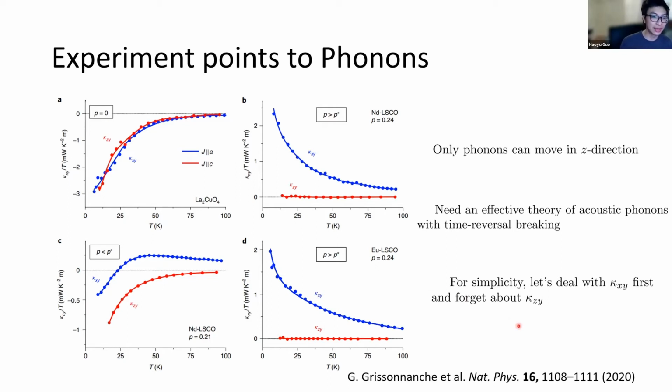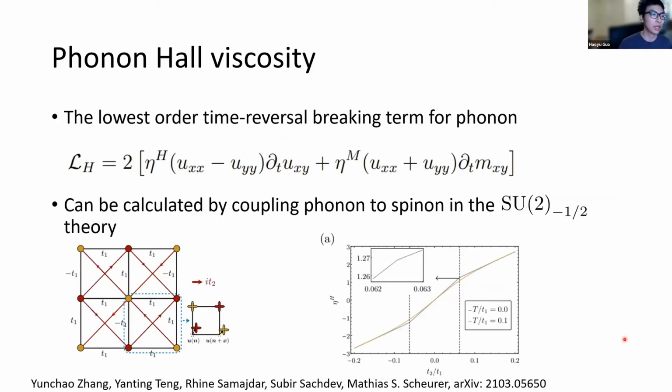So what we need next is some effective theory of these acoustic phonons that has time reversal symmetry breaking, and therefore can have a Hall effect. For simplicity, for the rest of the talk, I'll only be focusing on kappa xy and forget about kappa zy, because we don't have a very good mechanism for explaining a non-zero kappa zy.